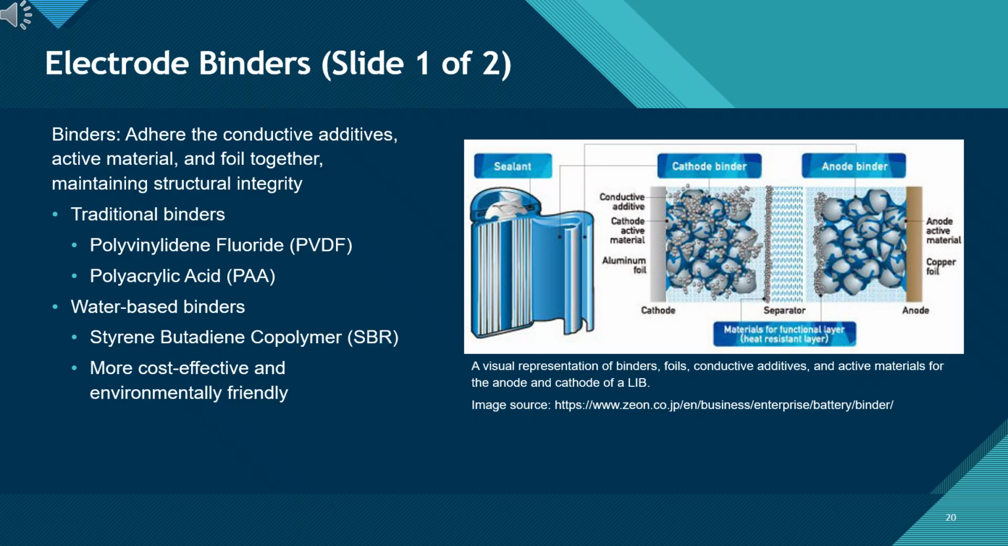In our facility, you will generally encounter two categories of binders. First, traditional binders such as PVDF, polyvinylidene fluoride, and PAA. Second, we have water-based binders, such as SBR, styrene butadiene copolymer. The industry is increasingly turning to water-based options like SBR because they are often more cost-effective and environmentally friendly to process compared to traditional solvents. It may seem like a minor ingredient, but this glue is what holds the entire cell chemistry together.